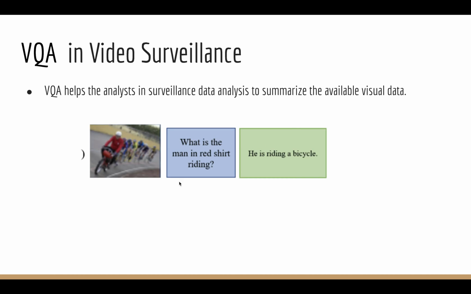And here we have an example of video surveillance. Here we are asking, what is the man in the red shirt riding? So the VQA system analyzes this image and it produces the output saying he is riding a bicycle.